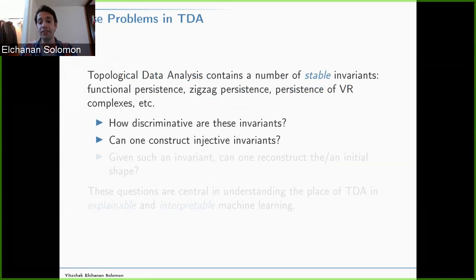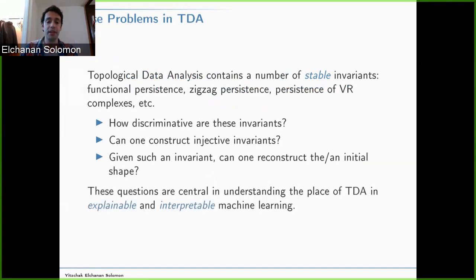And related to that is the pre-image problem. Suppose I give you an invariant and I know it comes from a shape or maybe many shapes. Is there some way to reconstruct it? So these questions are related to issues of explainability and interpretability in machine learning, and this is one way of understanding these questions in the context of TDA. So let's get started with that.